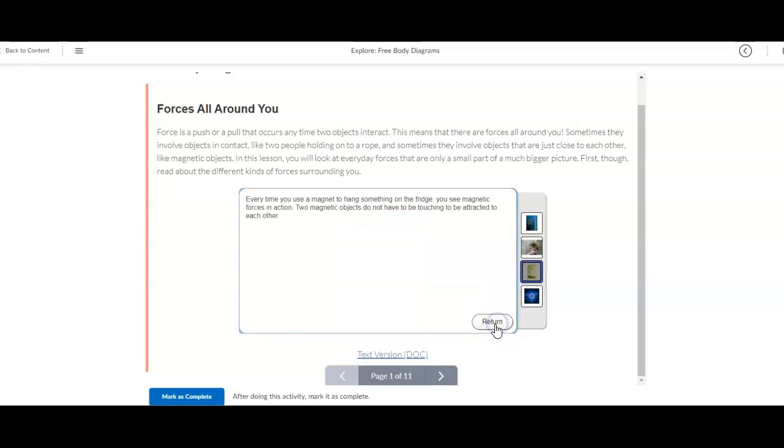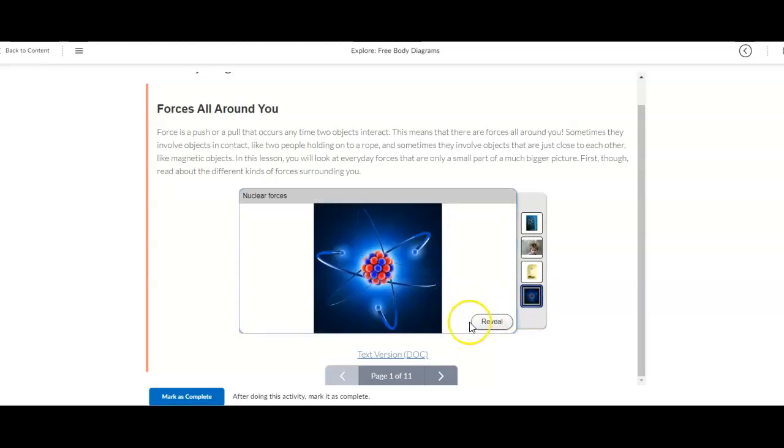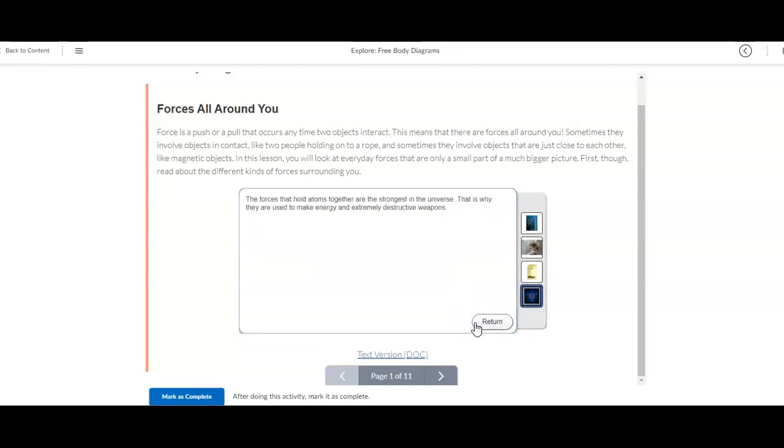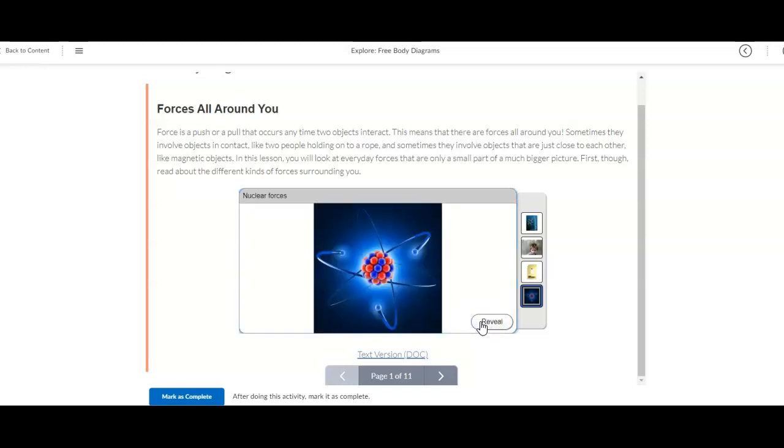Magnetic forces. Every time you use a magnet to hang something on the fridge, you see magnetic forces in action. 2 magnetic objects do not have to be touching to be attracted to each other. Nuclear forces. The forces that hold atoms together are the strongest in the universe. That is why they are used to make energy in extremely destructive weapons.